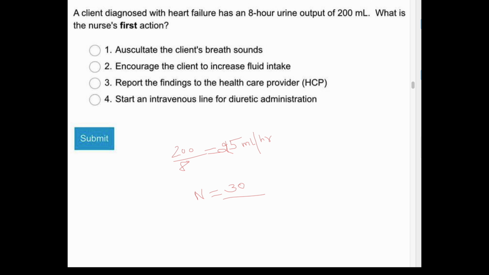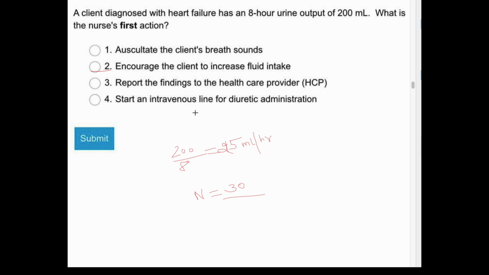First, let's look at choice 2: encourage the client to increase fluid intake. This sounds tempting because low urine output can happen in dehydration, but this patient has heart failure. Heart failure patients are already at risk of volume overload. Giving more fluid without assessing first could make pulmonary edema, fluid in the patient's lungs, worse. So this is not the safest action.